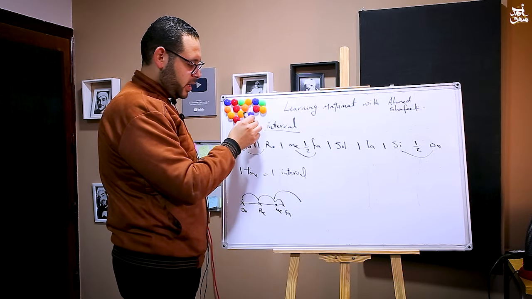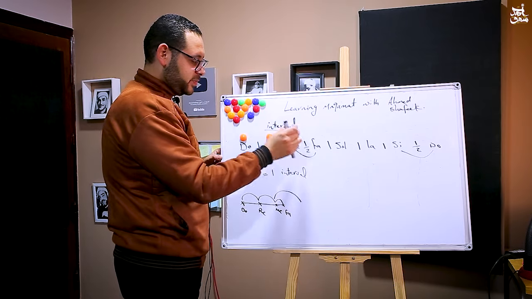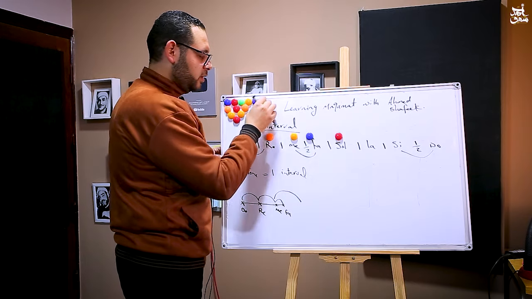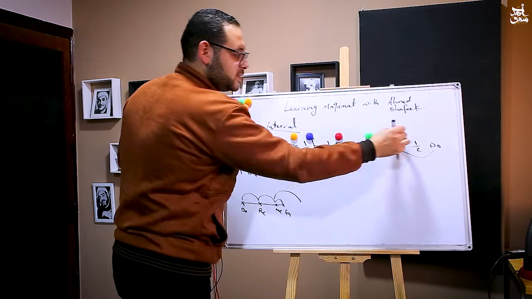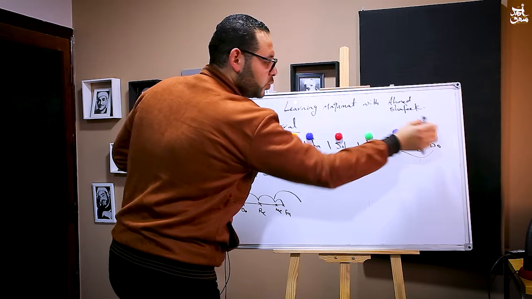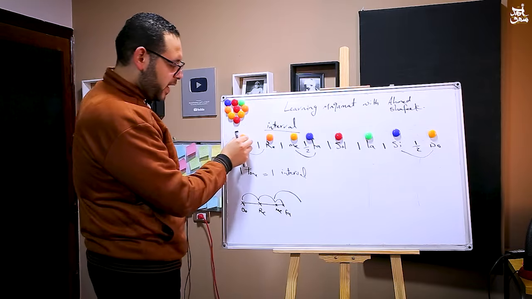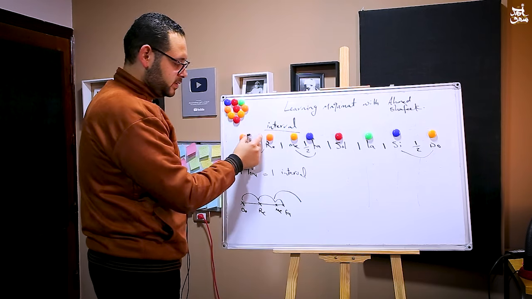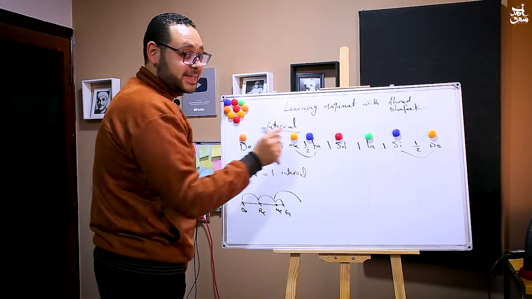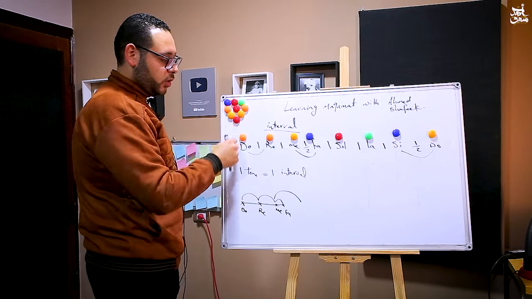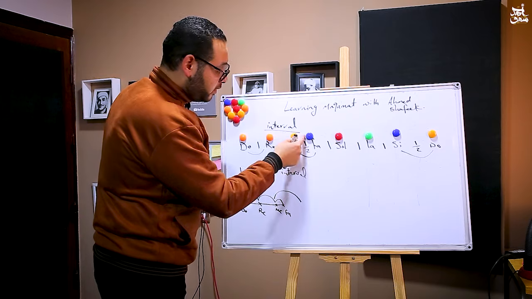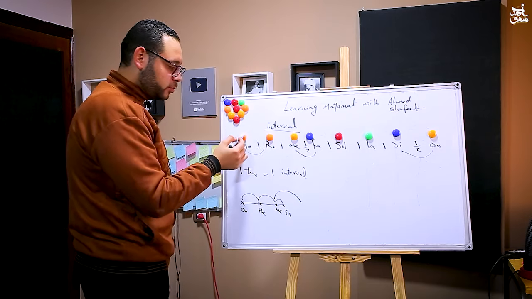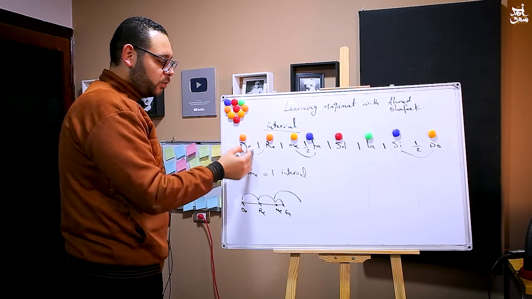Here is do. Here is re. Here is mi. Here is fa. Here is sol. La. Si. Do. You will find the same interval here, the same distance, but here is a small distance. Do, re, mi, fa. So re is far away from do by one interval.